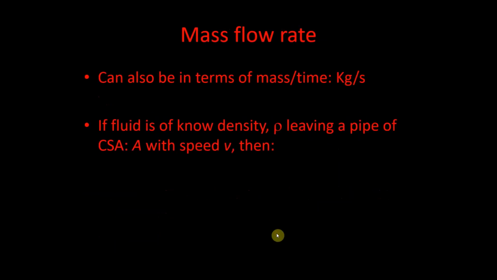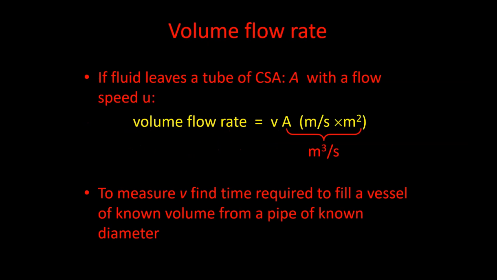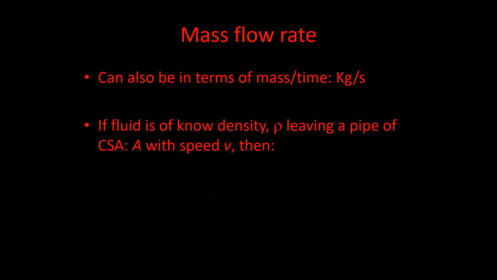So in terms of mass flow rate, you can express things instead of in terms of volume flow rate, in terms of mass. So if you knew the density of water, you could convert your previous expression in terms of volume into a mass and have a mass per unit time flow rate. That tends to be more regular in terms of physics. So the mass flow rate would end up being rho, the density of your material, times the velocity, times the area.